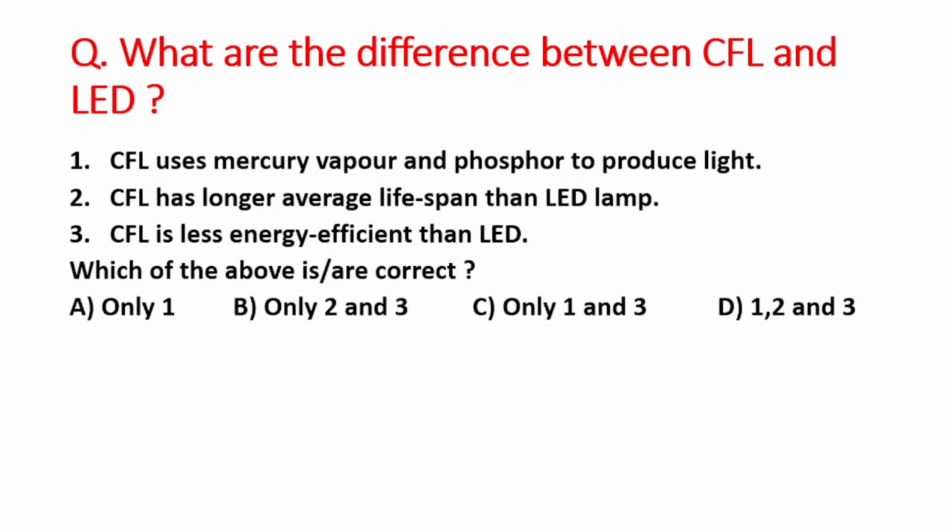Next question is what are the differences between CFL and LED. So first statement is CFL uses mercury vapor and phosphor to produce light. Second statement is CFL has longer average lifespan than LED lamp. And third statement is CFL is less energy efficient than LED. There are some codes given below and you have to choose the correct one. So the right answer is option C, that is only 1 and 3 statements are correct.